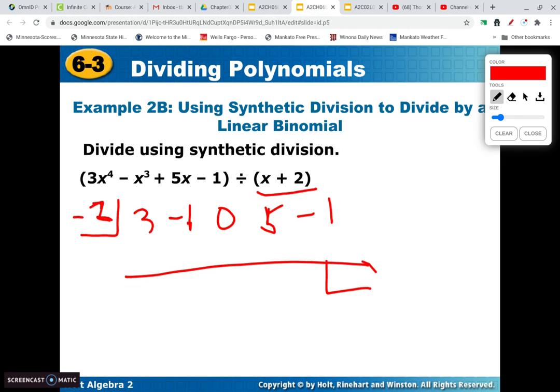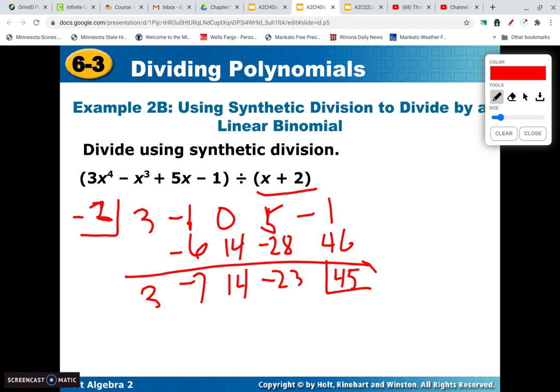All right, so we got to think like Snoop Dogg right now. We're going to take this first number 3, and we're going to drop it like it's hot. There it is, 3. We take -2 times 3. It's going to be -6. We add those together to get -7. Then we take -2 times -7, which is 14. We add those together. That's 14. -2 times 14 is -28. Add those together, that's -23. -2 times -23 is positive 46, and if we add that to -1, our remainder is 45.